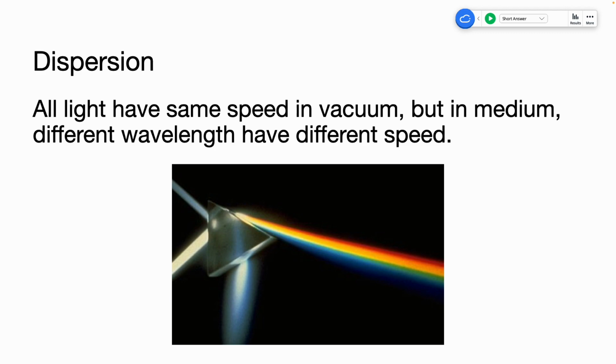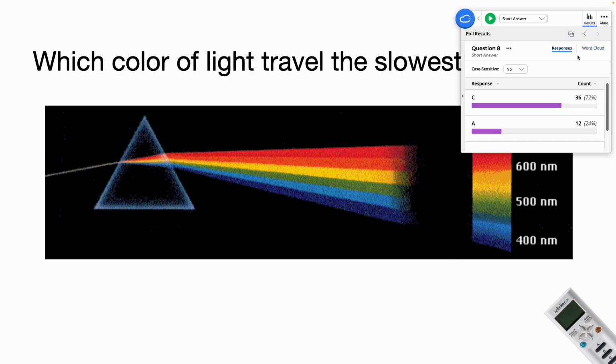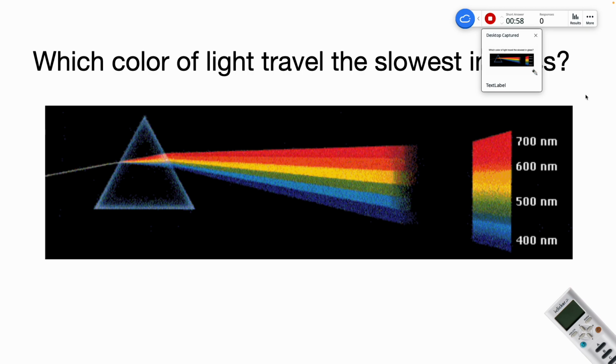So if experiment tells you that when you shoot a white light containing all the color of light going into the prism, and you see the red one doesn't get bent as much as the blue one, then which color travels the slowest in glass?